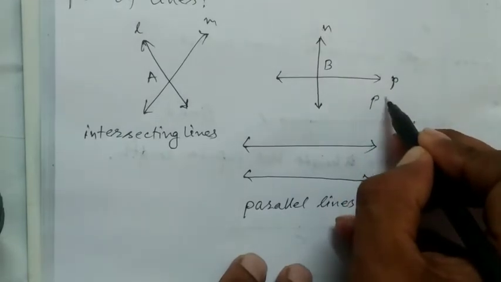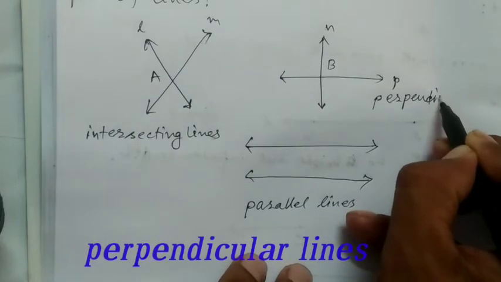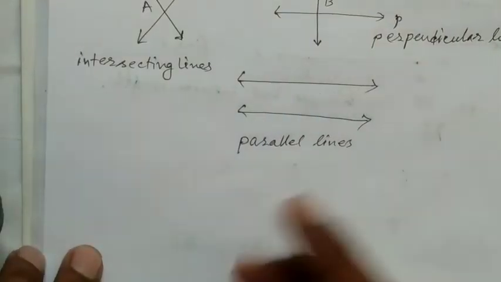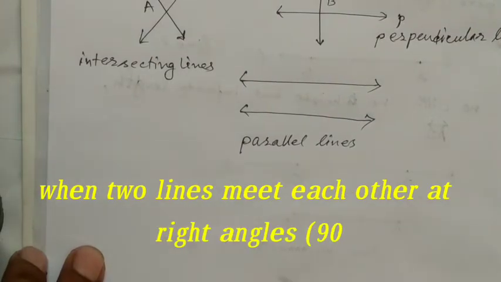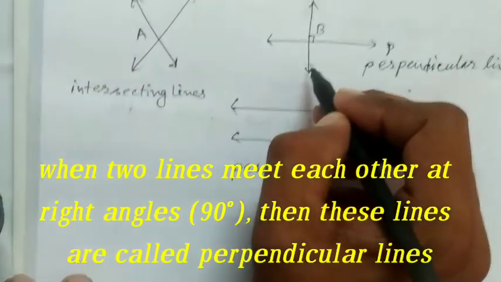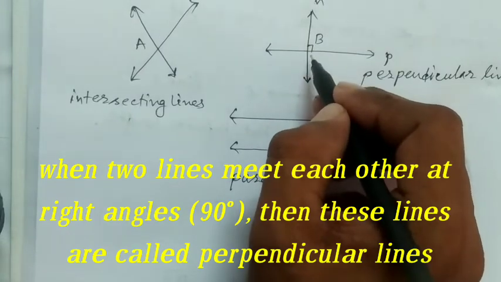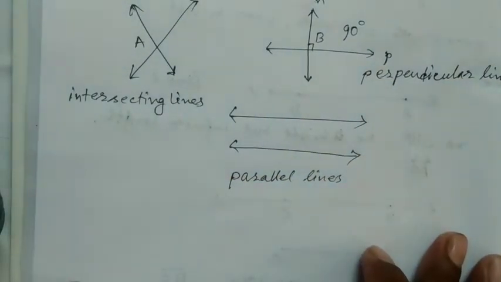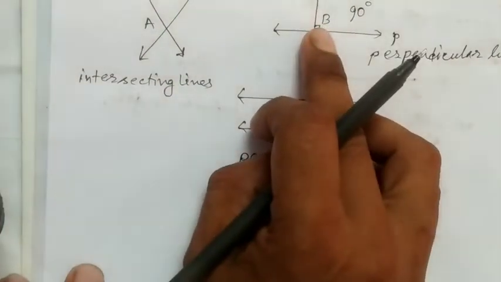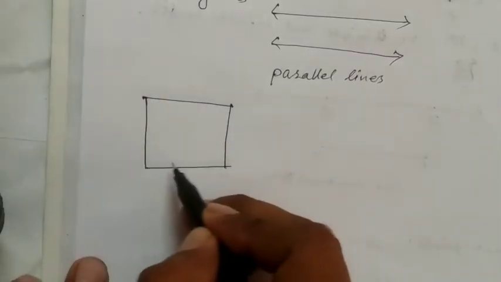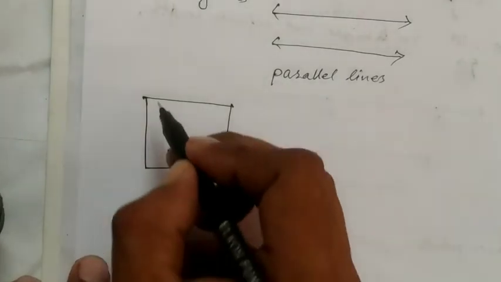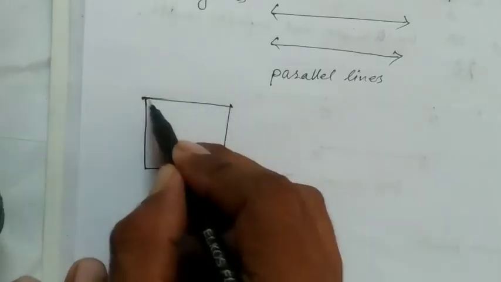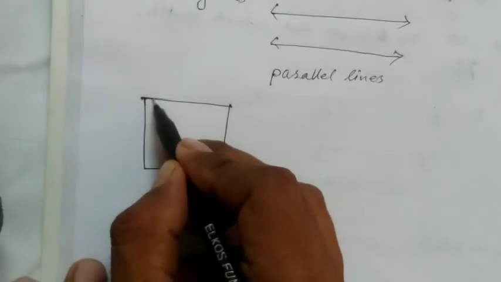These two lines are called perpendicular lines. Perpendicular lines meet each other at right angles. That means these two lines meet each other at right angles. A right angle means 90 degrees, a 90 degree angle between these two lines. So an example of perpendicular lines is a square or a rectangle: there are four corners, and the two adjacent sides meet at a point, and they make a right angle at that corner.